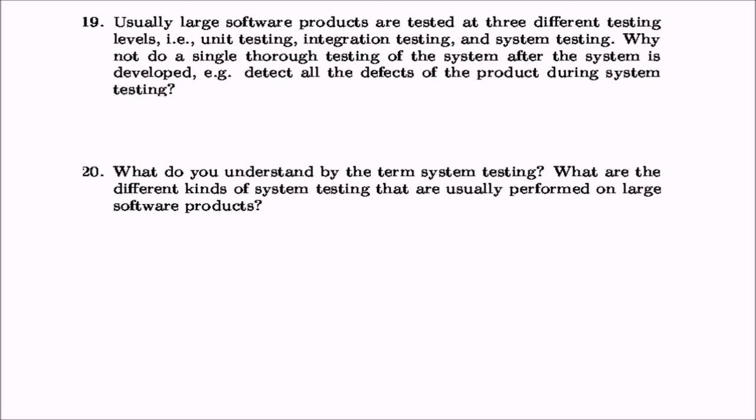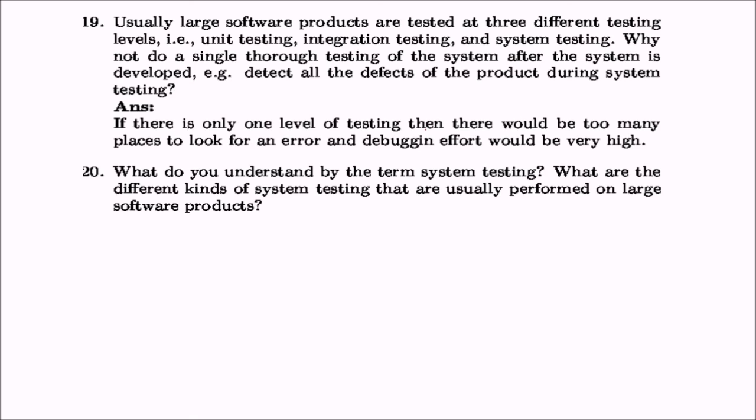Then we have a question. Usually large software products are tested at 3 different testing levels: unit testing, integration testing, and system testing. Why not do a single thorough testing of the system once it is developed? That is, detect all the defects of the product during system testing. Now, if there is only one level of testing, then there would be too many places to look for an error, and debugging effort would be very high. And unit testing, integration testing, and system testing all find different kinds of errors. So all these errors cannot be easily found in a single thorough testing. For that, you have to go through these different levels of testing.